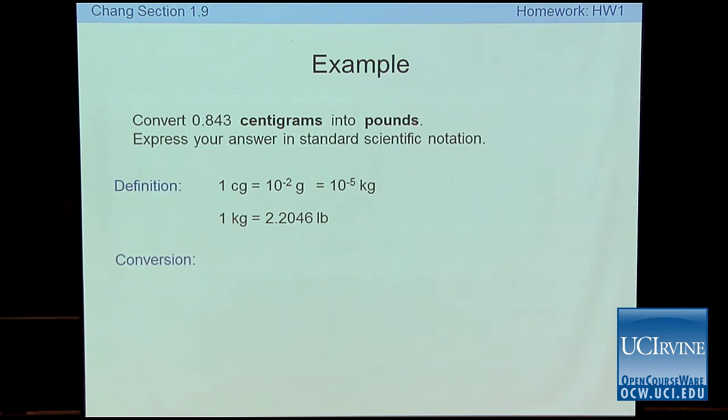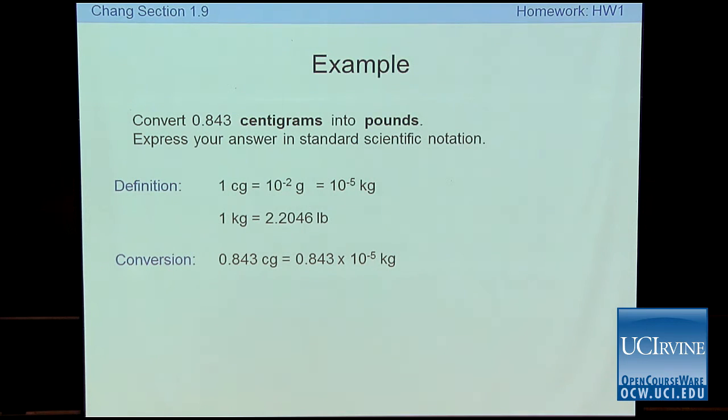Okay? So this is how it works. I start with my number in centigrams. I'm going to express that in kilograms, using this step right here. So the number requires a 10 to the minus 5. 0.843 times 10 to the minus 5 kilograms. That is the number expressed in kilograms.